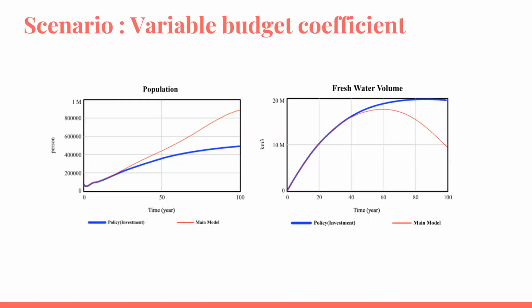You can see the difference between the behavior after and before adopting the policy. The freshwater volume will be steady after adopting the policy, and the rate of population growth will be much lower, and you can see the benefits of adopting this policy.